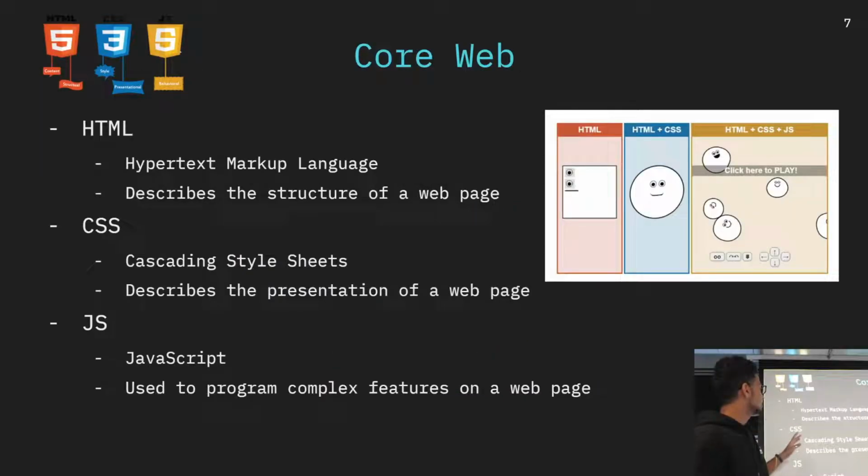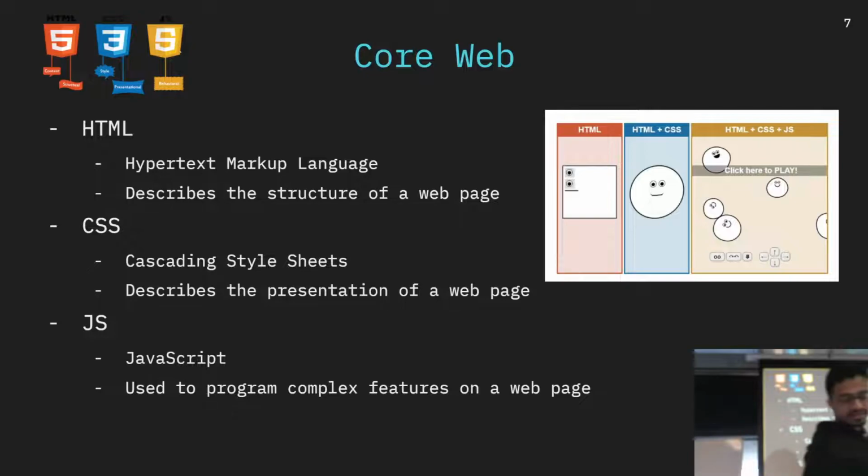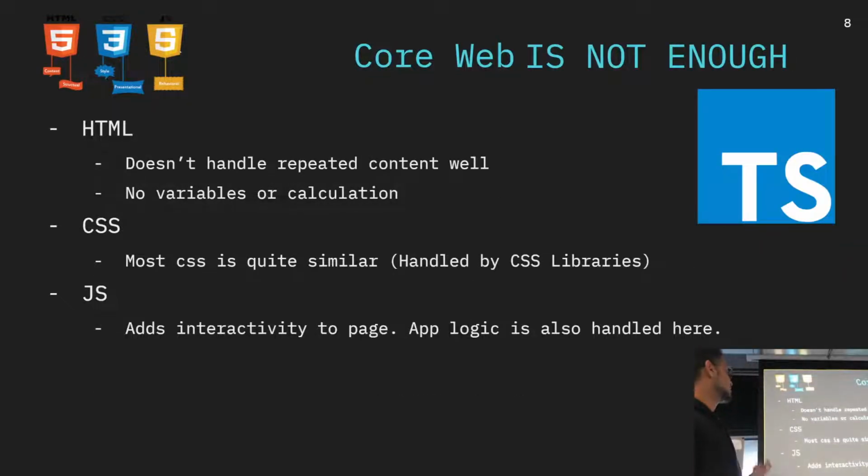I explained it before this slide, but HTML is the structure, HTML plus CSS makes it pretty, and adding JavaScript makes it interactive. HTML doesn't handle repeated content well. You can't have variables or calculations in HTML.